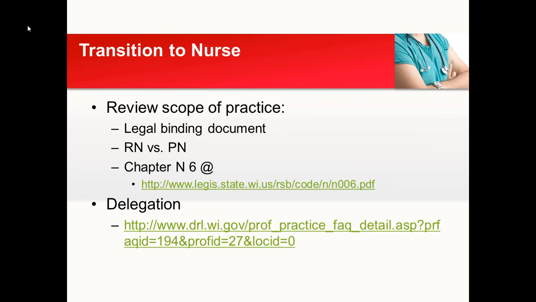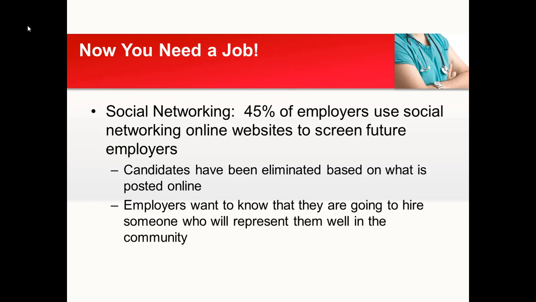Scope of practice. This is in chapter N6. Remember that up to 45% of employers actually use social media. So somebody may apply for a job, and the employers look at the Facebook sites, or Snapchat, whatever it's called, and really might use that. If you have pictures of you going out drinking every weekend, they may frown upon that.